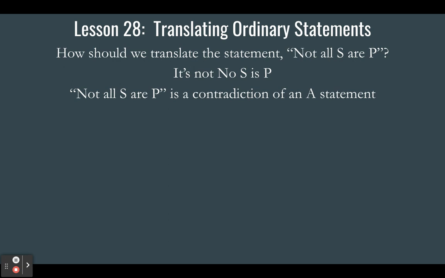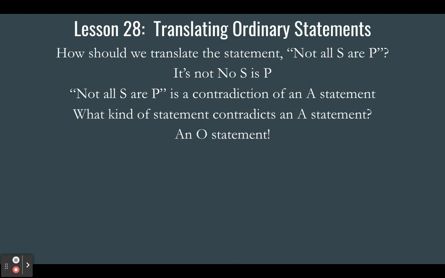If you look at it, you can really think that not all S are P is actually the contradiction of an A statement. Think about it this way. We talked about negating things last week, and if you added the word non in front of the predicate, you negated it, right? Fruit to non-fruit. So in a lot of ways, what we're doing with not all S are P is just negating an all S are P statement. And so not all S are P is the contradiction of an A. If you'll think back to your square of opposition, what kind of statement contradicts an A statement? That's right, an O statement.